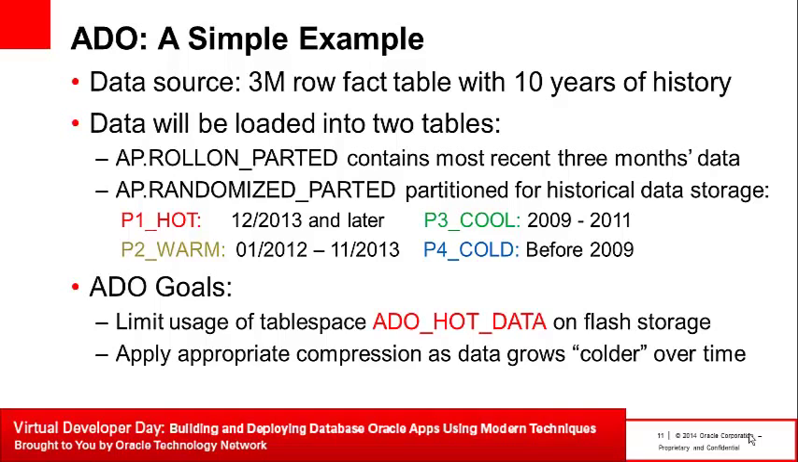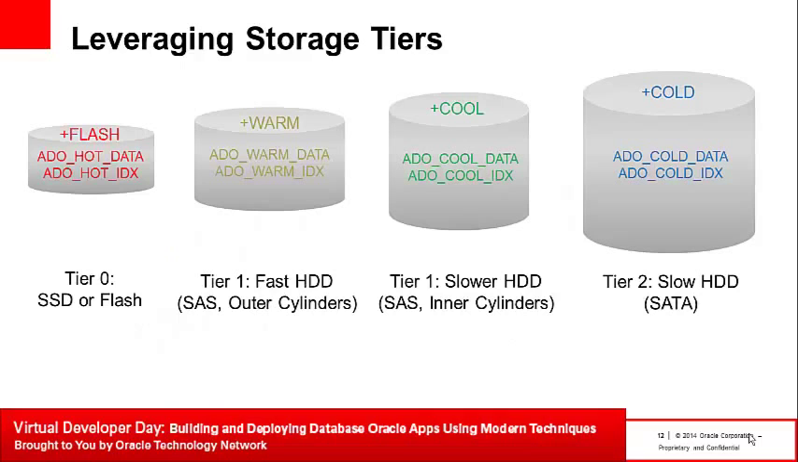The first thing I'm going to have to do is talk to my storage administrator a little bit. Sorry, maybe my DBA as well, but we're going to have to work together on this. I'm going to have to build some sort of storage tiering. Now again, I'm using ASM terminology here. I have 4 different ASM disk groups: plus flash, plus warm, plus cool, and plus cold.